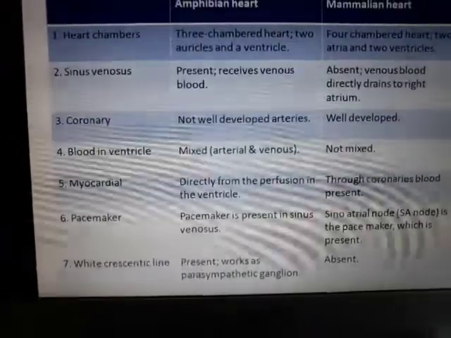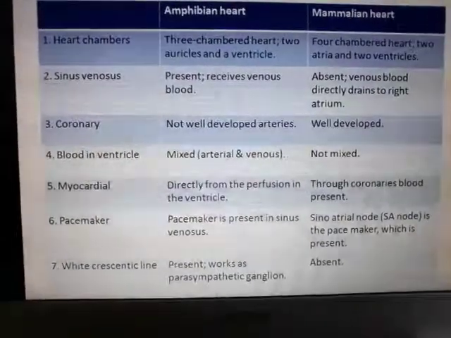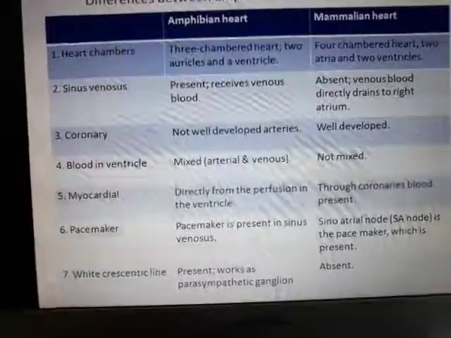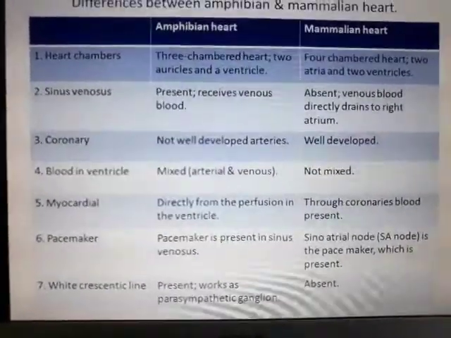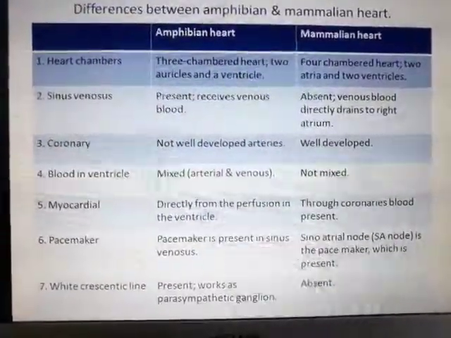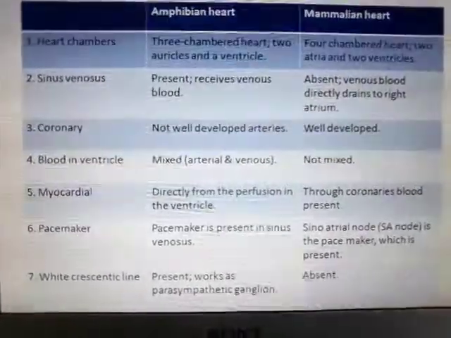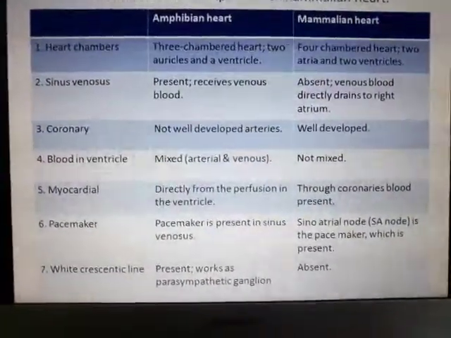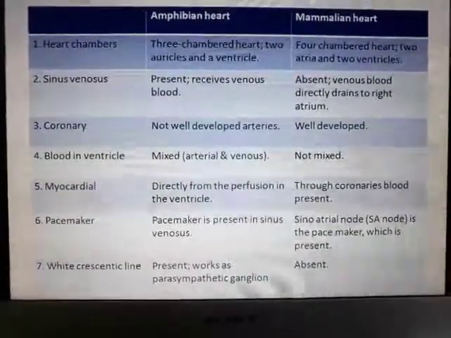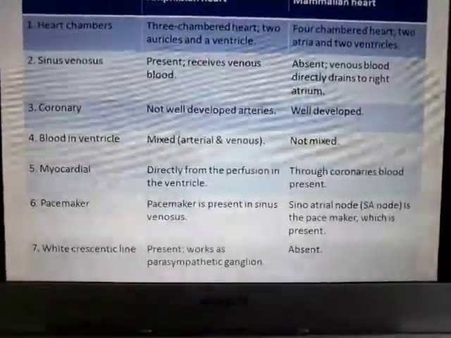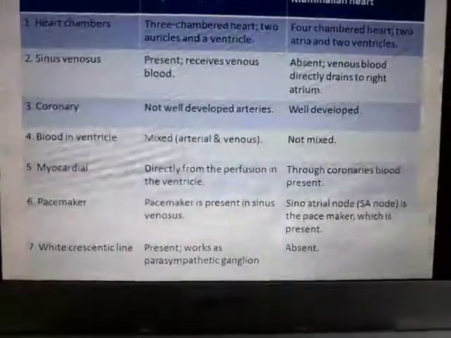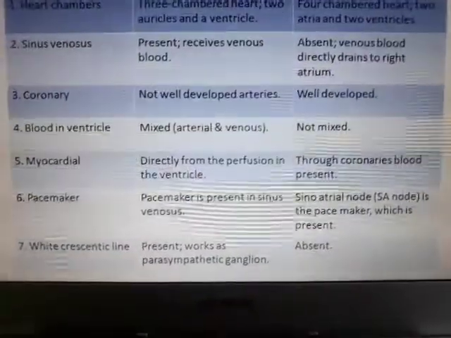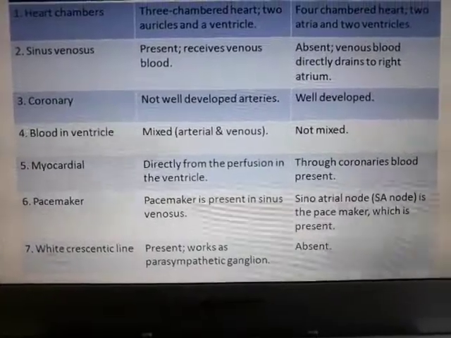Now, the coronary arteries are not well developed in the amphibian heart, but these are well developed arteries in the mammalian heart. Blood in the ventricle is mixed, but in mammalian it is not mixed. Myocardial perfusion is directly from the ventricle in the mammalian heart through coronary blood only. Pacemaker is present in the sinus venosus in the amphibian heart. In the mammalian heart, the sinoatrial node is the pacemaker.